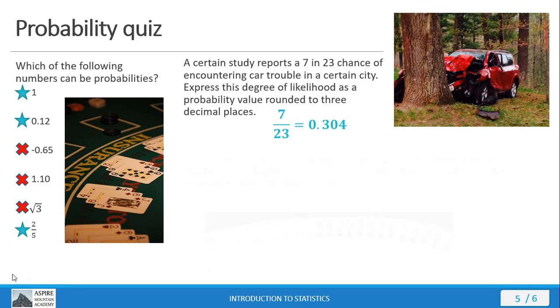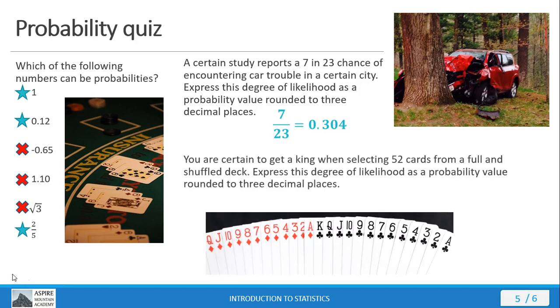Let's look at another example. You're certain to get a king when selecting 52 cards from a full and shuffled deck. Express this degree of likelihood as a probability value rounded to 3 decimal places. Well, what say you? Where would you start with this?